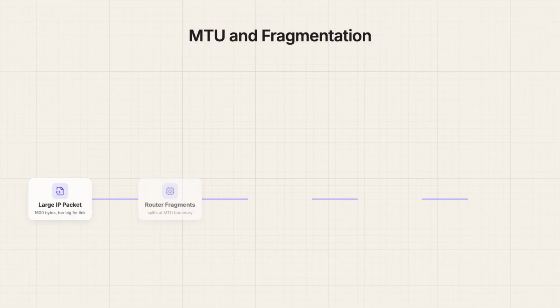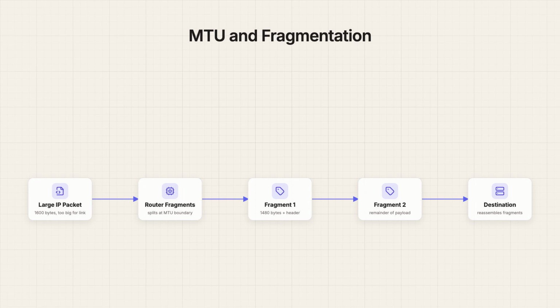Every link has a maximum transmission unit, the largest frame it can carry. Ethernet's MTU is typically 1500 bytes. If an IP packet is larger than the outgoing link's MTU, the router fragments it into smaller pieces, each with its own IP header. The destination host reassembles the fragments before handing data to TCP. Fragmentation adds overhead and modern systems try to avoid it.